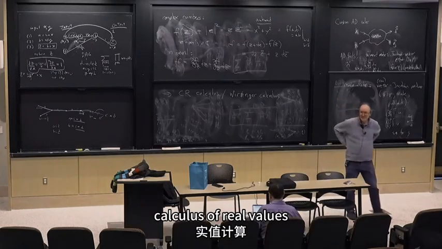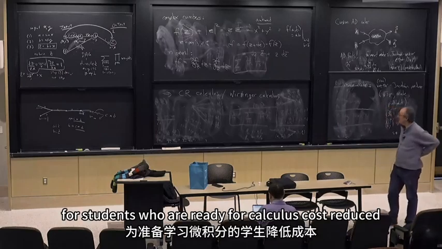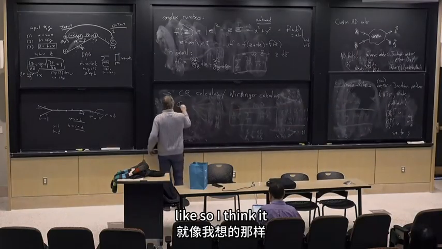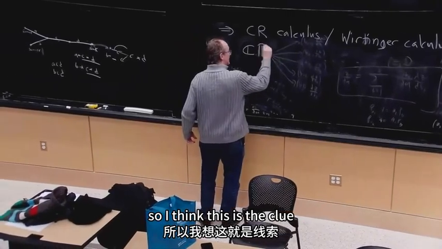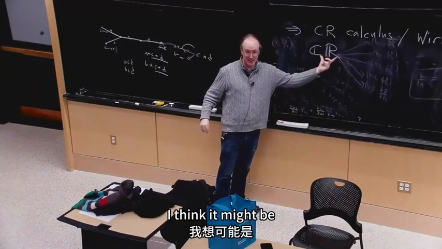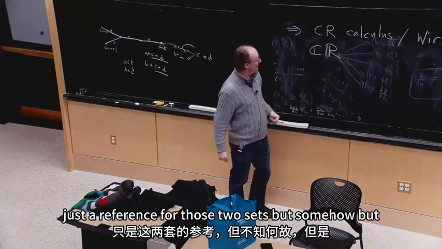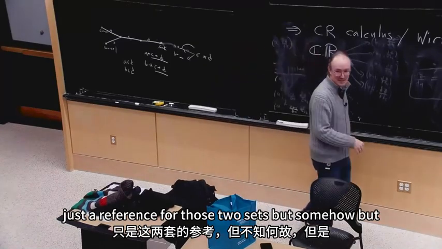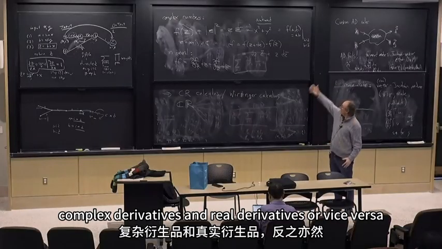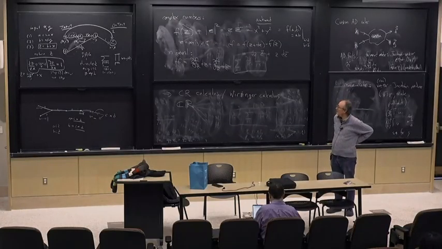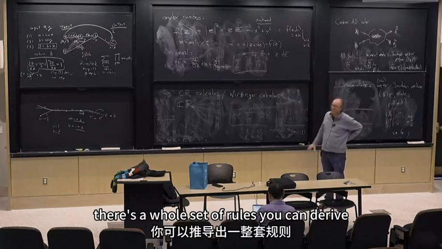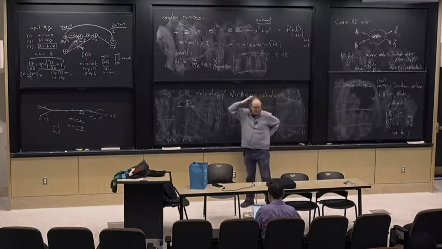I don't think it's any of these things. Calculus of real values, calculus readiness, which is an education term for students who are ready for calculus, cost reduced. Yeah, I've even seen it written as blackboard bold. So I think this is the clue. It's CR. I've seen it written this way. So it's the complex numbers and the real numbers. I think it might be just a reference to those two sets. But you want to map complex derivatives into real derivatives, or vice versa.